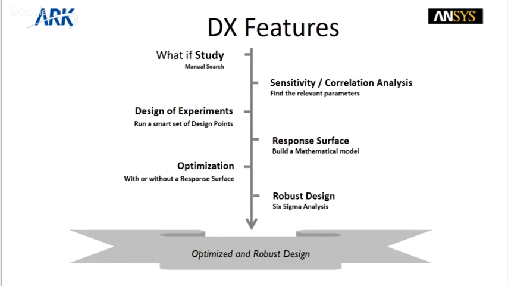Next is the optimization. You can do optimization with or without a response surface. That is, we will have input parameters that can predict the output, based on the mathematical model. There are three options in optimization: minimum, maximum, and specific target. So you can optimize your design at the minimum level, at the maximum level, or you can put some specific target, which we call goal-driven optimization.